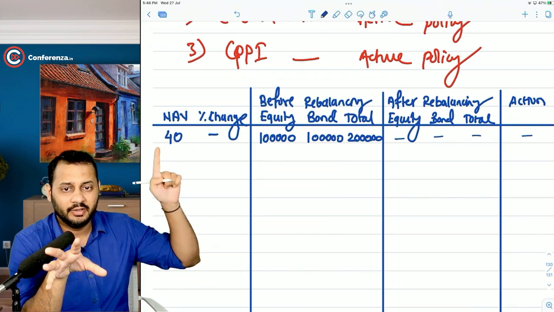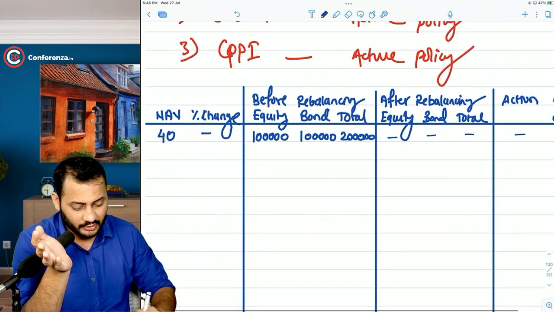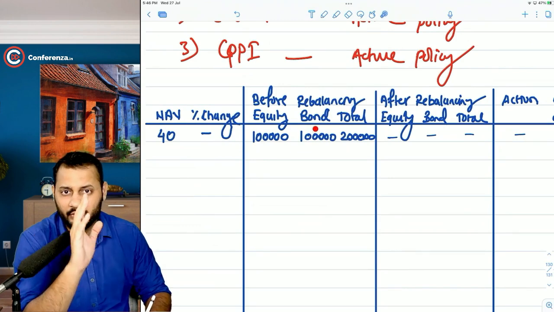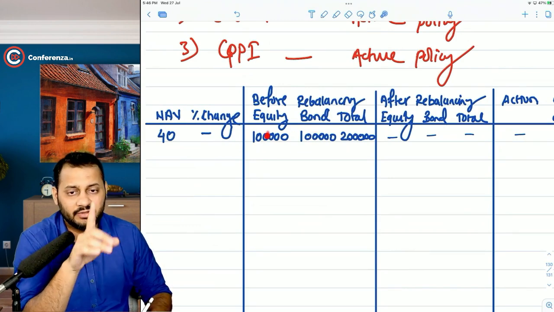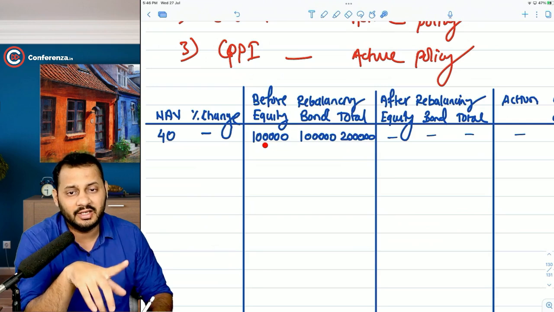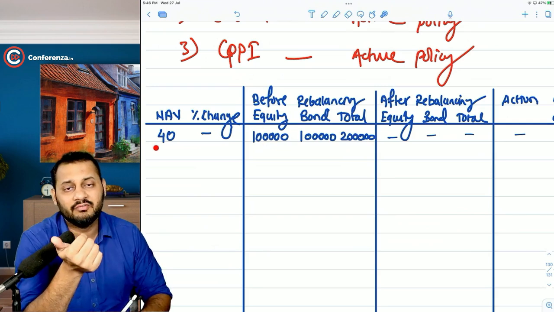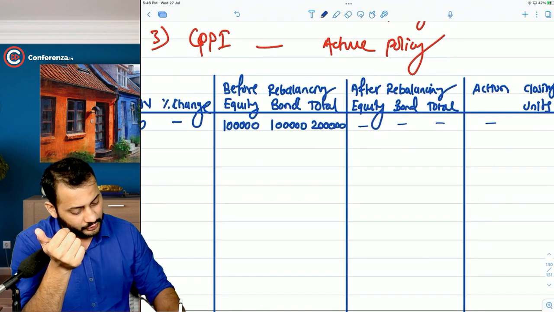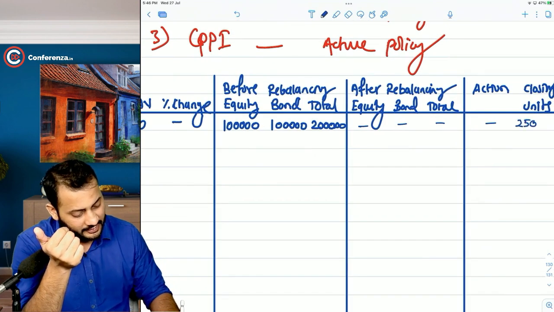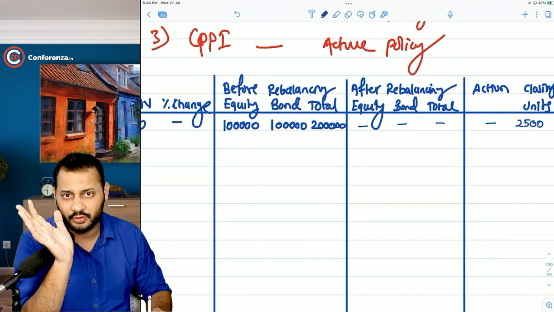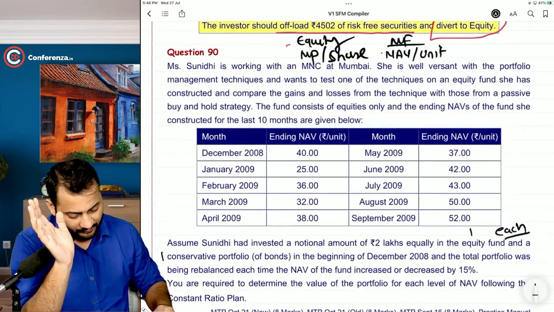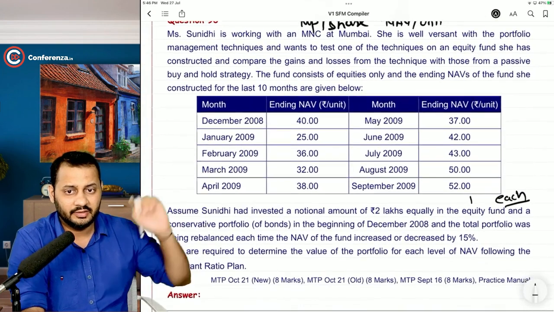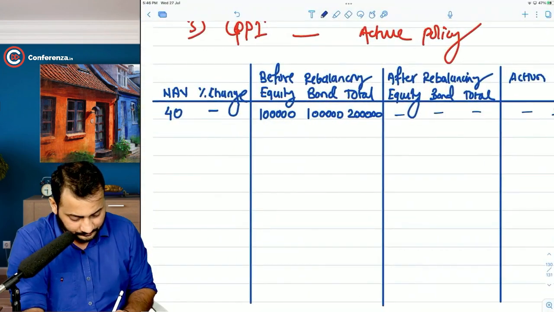So this NAV belongs to the equity only, right? Bond is a separate part. Bond is a risk-free investment. This is risky investment. You have invested 1 lakh rupees in the equity fund at an NAV of 40. So 1 lakh divided by 40, that comes to 2500 is the starting number of units that you have purchased. Okay. After that, let's take the another NAV, that is 25.